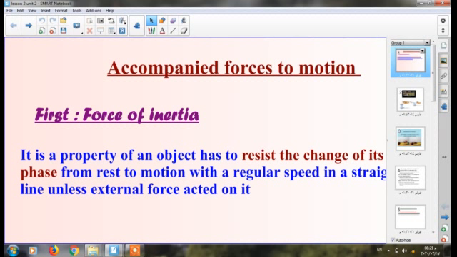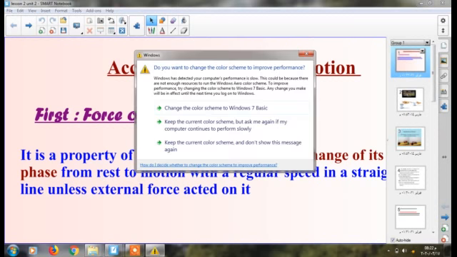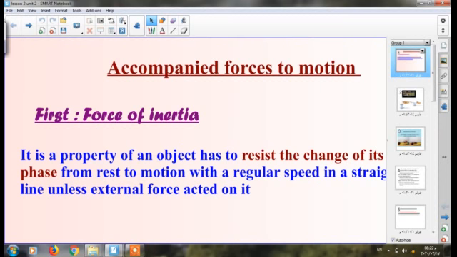If we have a fan connected to the electric wire, it will start to rotate around itself. After we cut the electric current, what happens? The fan continues rotating around itself. After some time, the fan stops its motion. So this is the inertia. The fan has its resistance to change its state. Okay, this is the meaning of inertia.